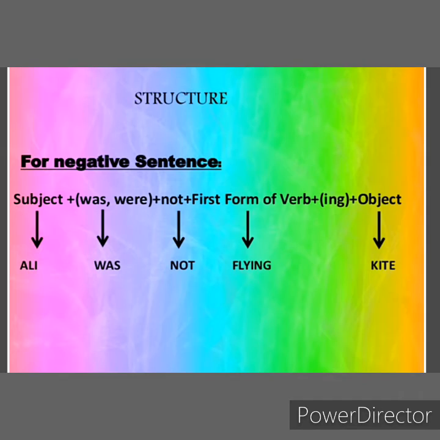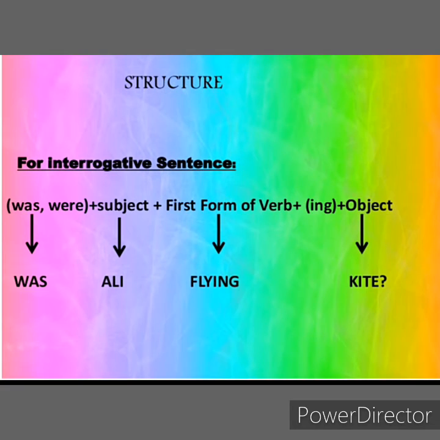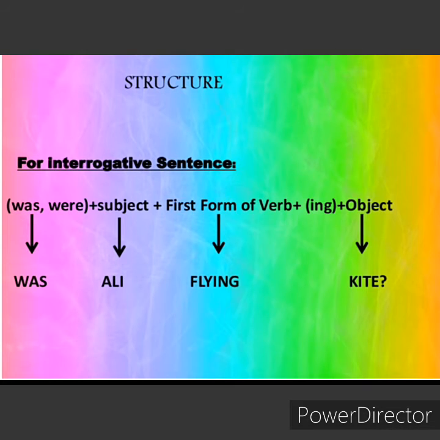Now structure for negative sentences in past continuous. Subject plus was or were plus not plus ing form of verb and then object. For example, Ali was not flying kite. Structure for interrogative sentences in past continuous tense. First of all was or were in the front of the sentence plus subject plus ing form of verb and then object. For example, was Ali flying kite, and then question mark.